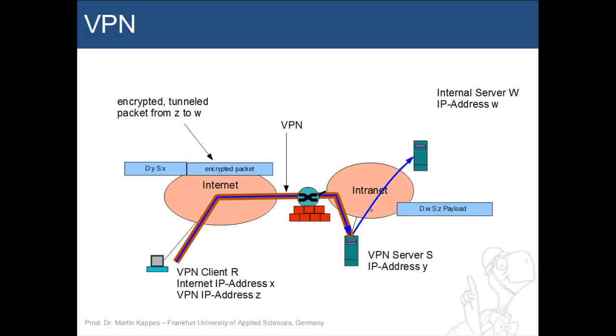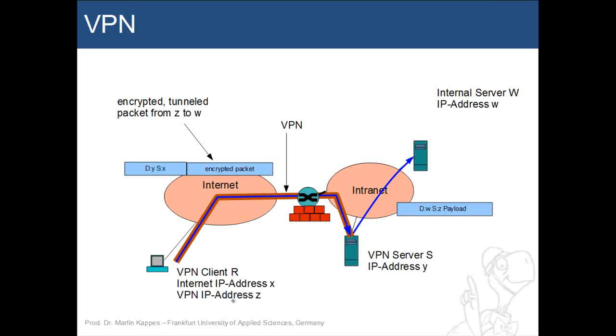The address Z is an address that belongs to this intranet here, and all of the applications within this machine would then use the IP address Z in order to communicate. So for instance, if they were to access the server W here, the application would basically address the server by its IP address W, and the source address would be the address Z here.